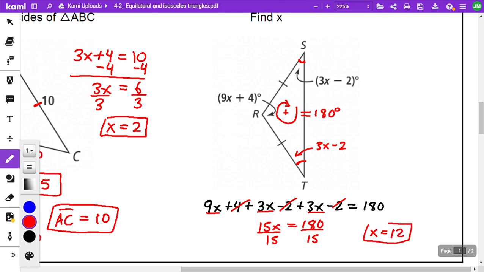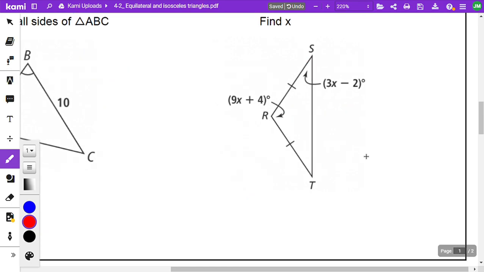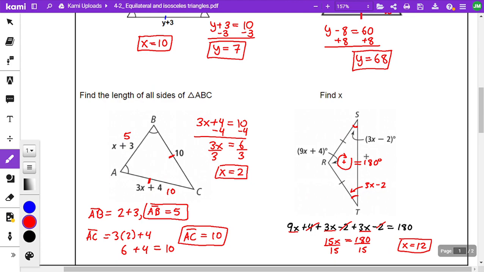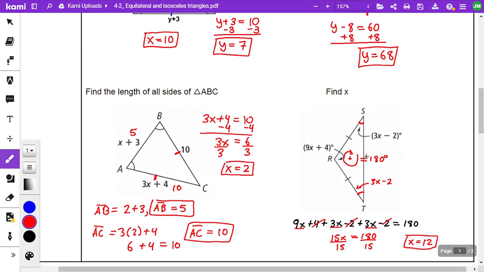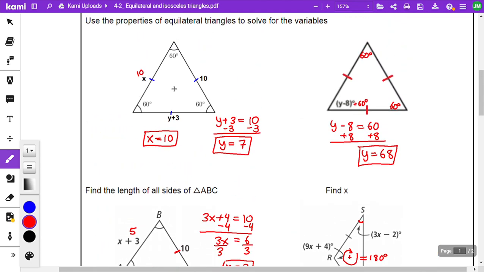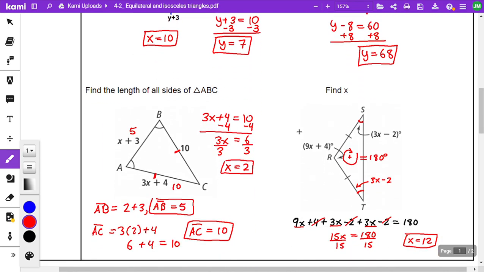If you have questions, you can jot them down in the left column. I think that's pretty much it. Those are the only two types of triangles we're looking at today. And these are the concepts: we're either setting things equal to each other based on congruency, and the angles or the sides depending on the triangle, or we always have the option of setting things equal to 180 if we're looking at the interior angles.